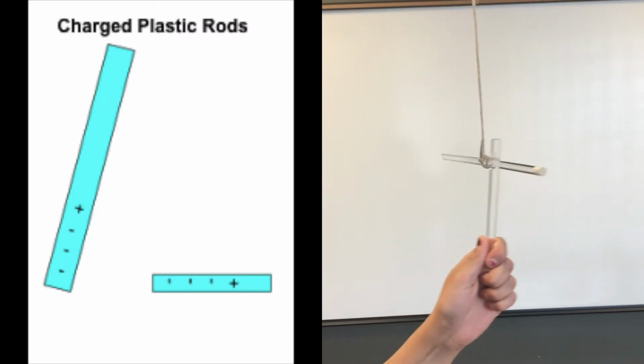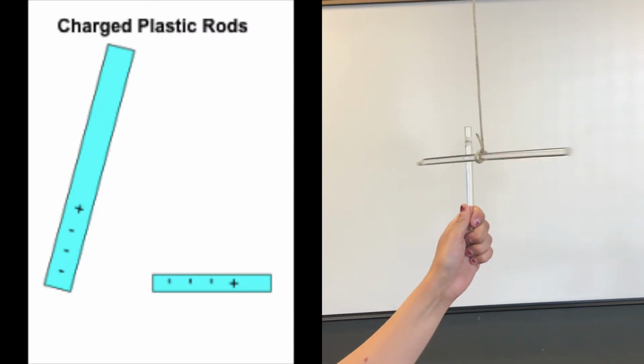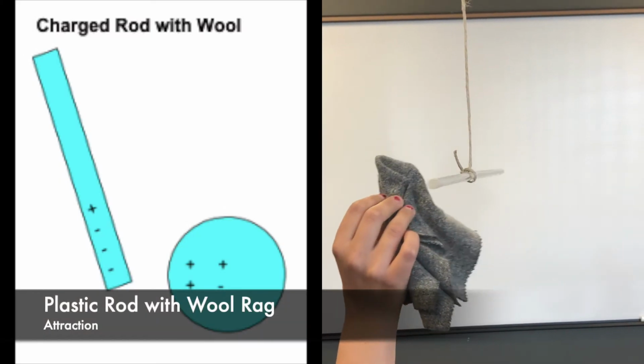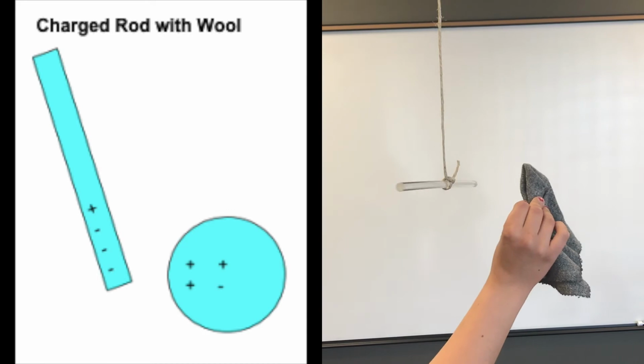When we do this with two plastic rods, they will repulse, as they both have a negative charge. Since the wool lost electrons, it has a positive charge, so when put next to the negatively charged plastic, we see an attractive force.